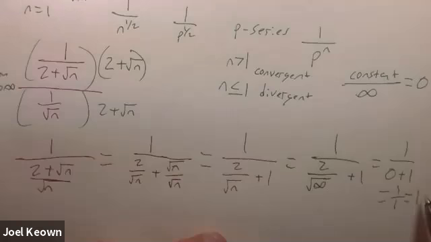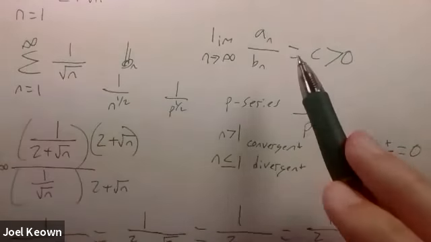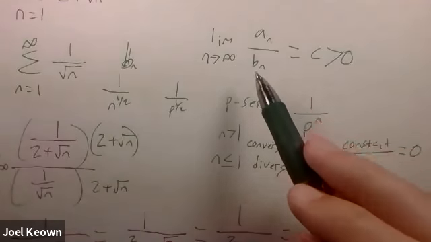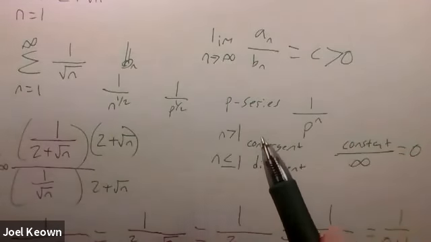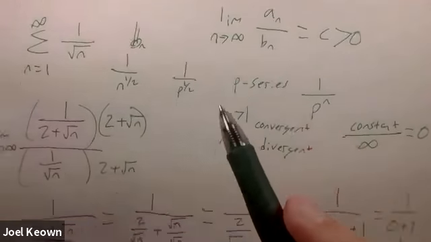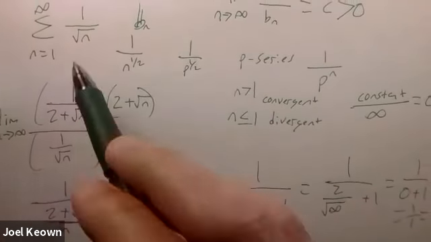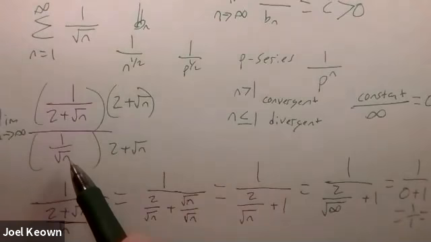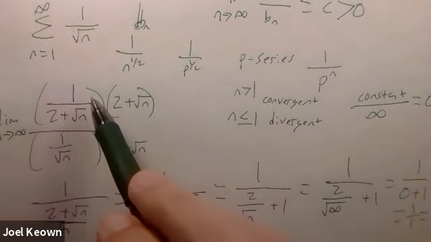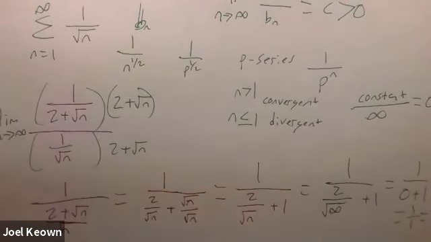And so since I got a value, and not only just a value, but I got a value greater than 0, I know that both of these have to be either both convergent or both divergent. And since I know that this one is divergent, I know this one also has to be divergent.